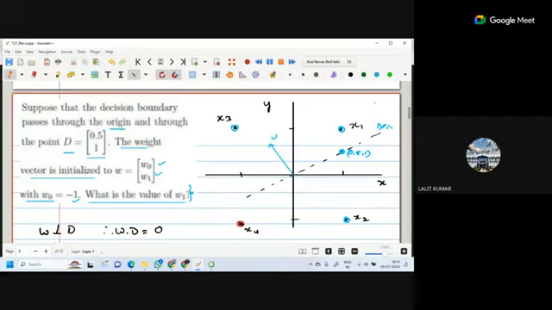Like I had covered earlier, the weight vector is orthogonal to the decision boundary. What does it mean? It means if we take the dot product of the weight with a point on the decision boundary, it will always be 0. So W0, W1 is minus 1, W1. Second point, we have to calculate the dot product with (0.5, 1) equal to 0. So from here it becomes minus 0.5 plus W1 equal to 0. Therefore, W1 is equal to 0.5.